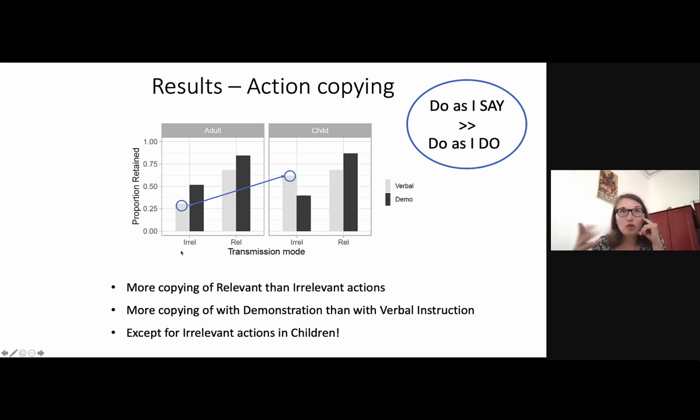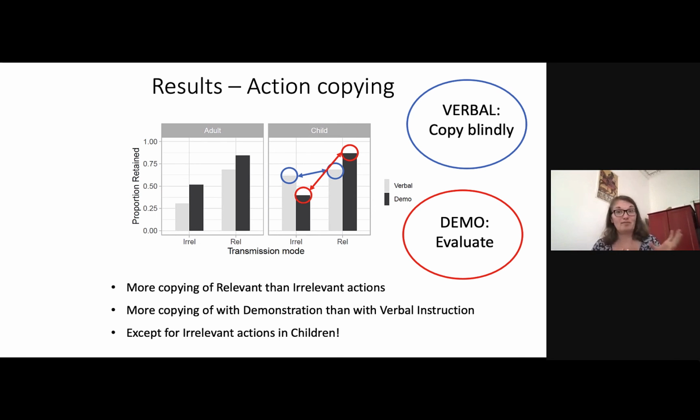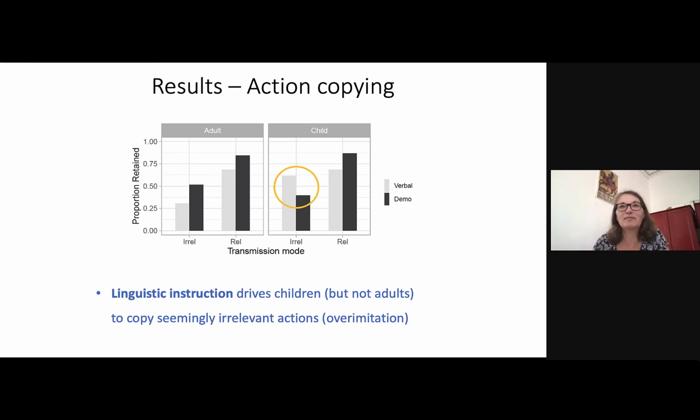Now, moreover, if we look at the verbal condition only, the light gray bars, for irrelevant actions or for overimitation, we also see that children copy clearly more irrelevant actions than adults, and that children in the verbal condition are copying almost as many irrelevant actions as relevant actions. So this suggests that when children are told verbally, they are blind to the relevance of the action. If they're told to do something, they don't evaluate it, they just do it. However, when children are shown something, when they see someone doing something, they evaluate it, they think about it, and they copy more if it's relevant, and less if it is irrelevant. It's like language removes your rationality capability in children. This is our finding. So linguistic instruction drives children, but not adults, to copy seemingly irrelevant actions, to do overimitation.